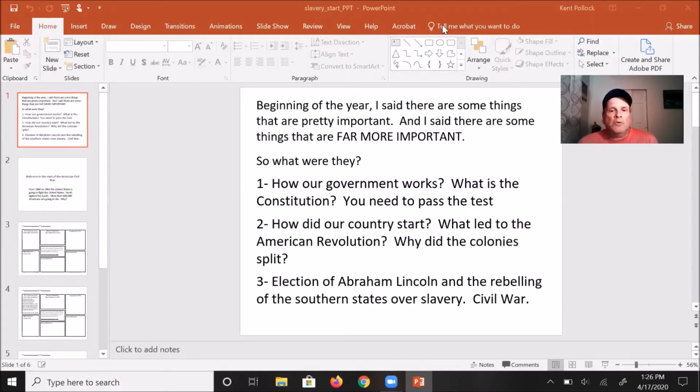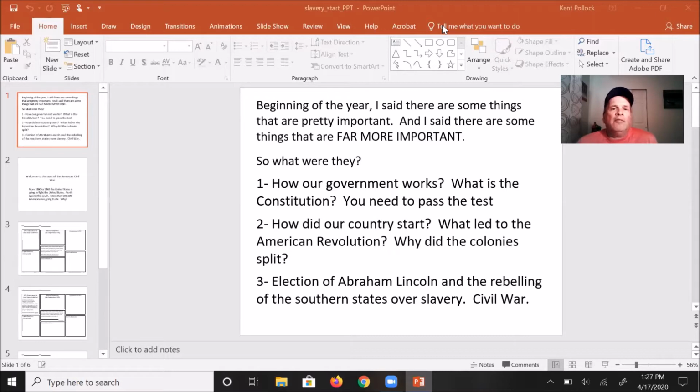The second most important thing is, how did our country start? If you guys remember, we actually spent all of first quarter talking about the colonies, talking about the explorers, and we didn't even talk about the United States of America. So the second most important thing is, how did that start? And why did we have the American Revolution? And why did the colonies split from the king? And why did they get rid of the king?